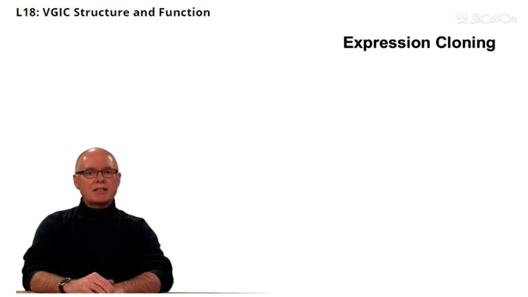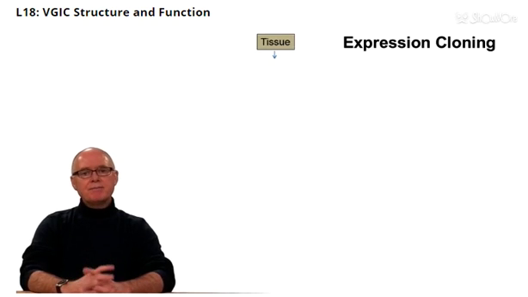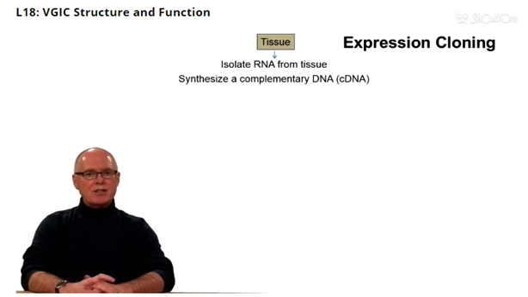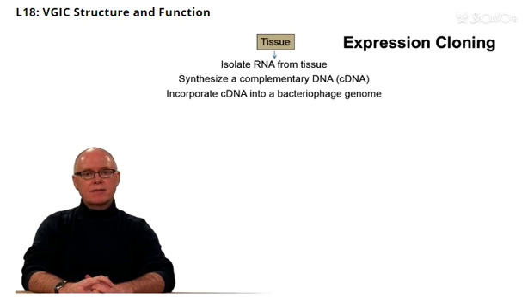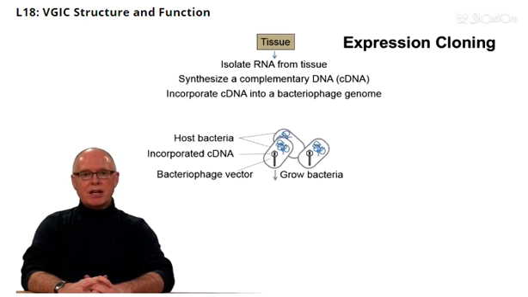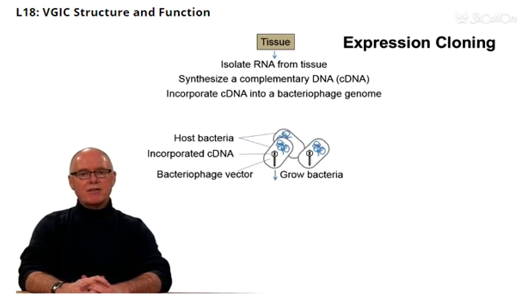Expression cloning has revolutionized cell biology, enabling the correlation of functional and physiological properties with specific gene products. In the ion channel field, it's been used to correlate channel function with specific structural families and subfamilies of ion channels. Briefly, RNA is isolated from a tissue that's known to express a protein of interest, and the messenger RNA is reverse transcribed into complementary DNA, or cDNA, using the enzyme reverse transcriptase. The cDNA is then inserted into a bacterial virus or bacteriophage, and bacteria are infected with the bacteriophage.